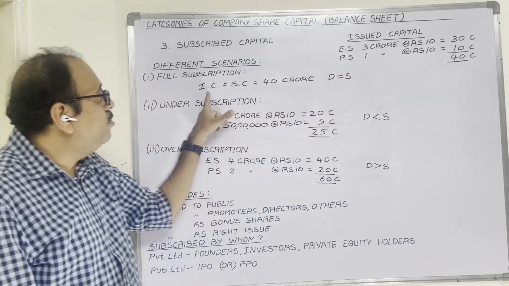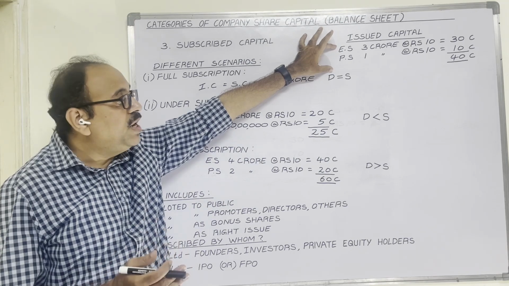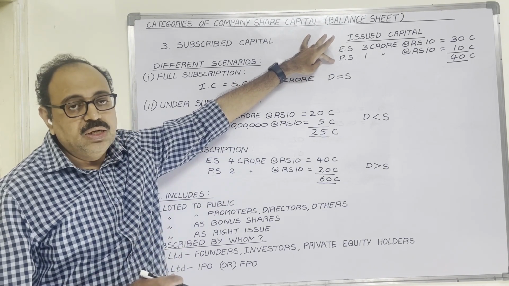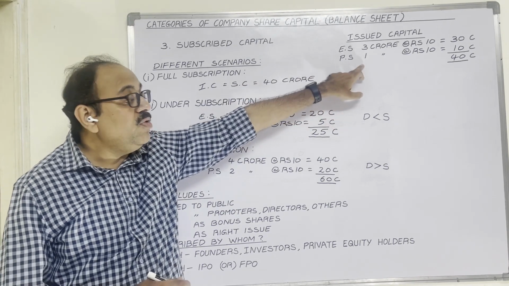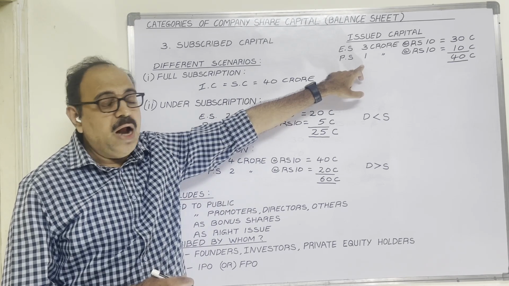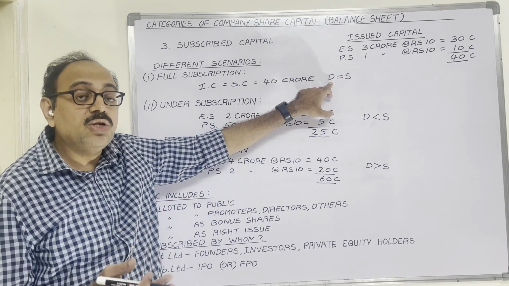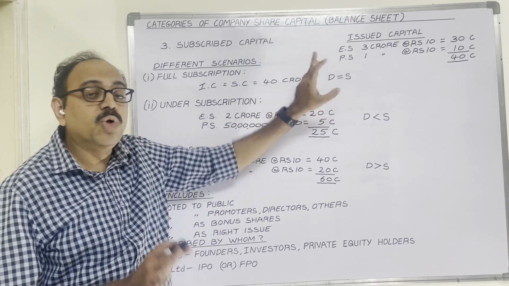Assume that the public applied for all these shares. So they applied for 3 crore equity shares and 1 crore preference shares. So from the company side, supply is for 4 crore shares and the public applied for 4 crore shares only, which means demand is also for 4 crore shares. So here demand and supply are both the same.